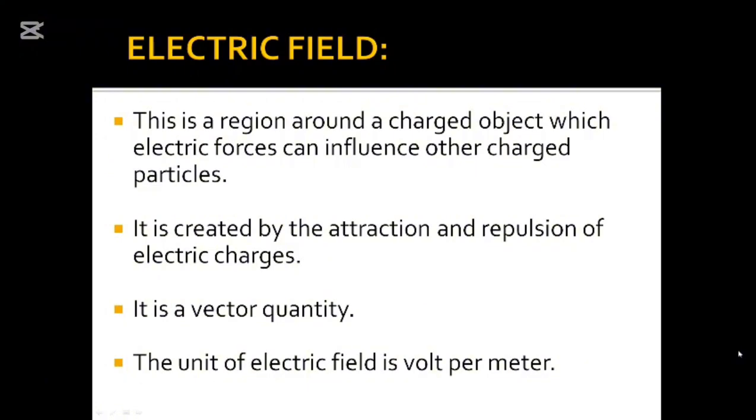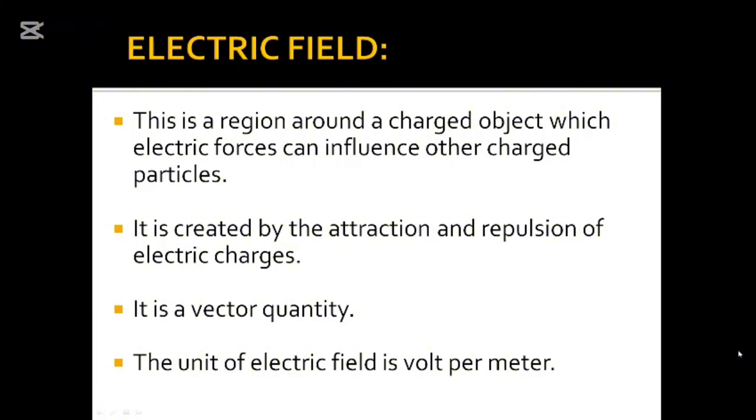And what are these interactions? Attraction and repulsion. That is how it's produced. Then it is a vector quantity. Electric field is a vector quantity because it has direction. What does that mean? It's either attractive or repulsive. So it's either going in a particular direction, or going in another, the opposite direction, but it has direction. So electric field is a vector quantity.